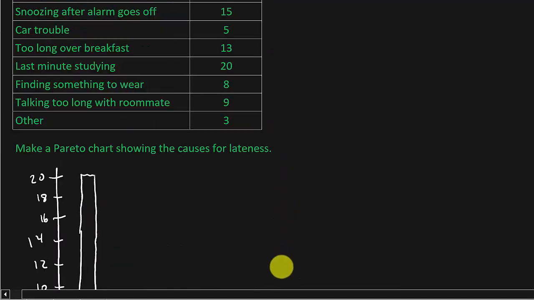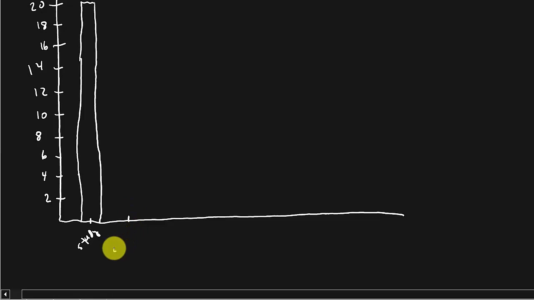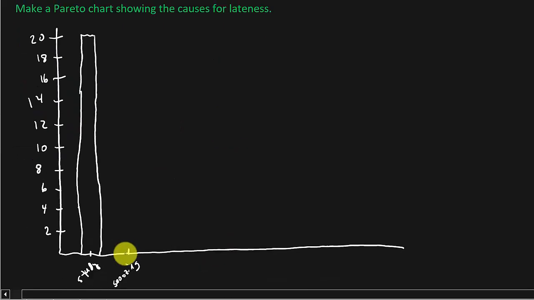And then our next one is snoozing the alarm. So we've got snoozing, and that has happened 15 times. So we're going to go all the way up here to 15. And I know this looks messy, but keep in mind these bars here, I know they don't look good, but they're the same width. Okay, just bear with me.